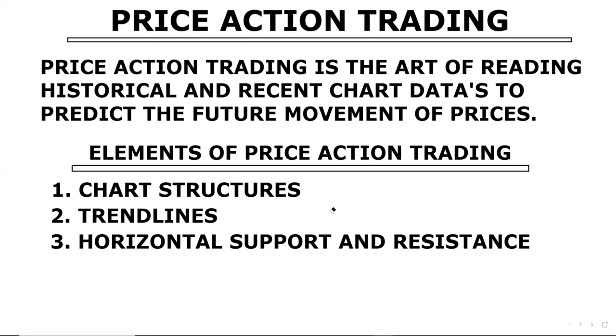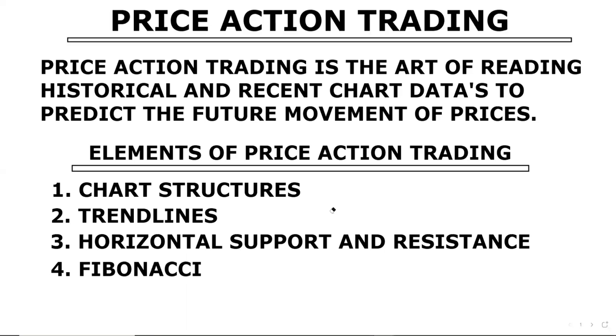Okay, so what is the fourth element of price action trading? This is the Fibonacci. What is the Fibonacci? The Fibonacci is a retracement and an extension tool. A Fibonacci allows us to know where a retracement might be ending and where an extension might be ending.